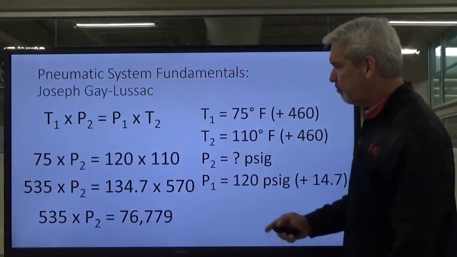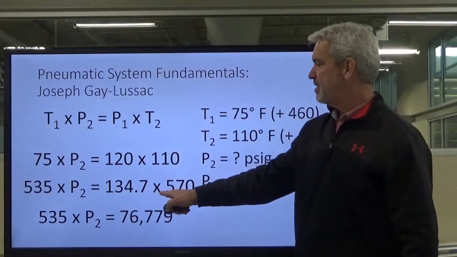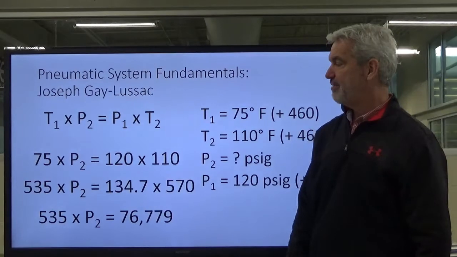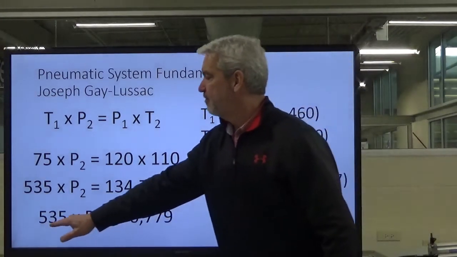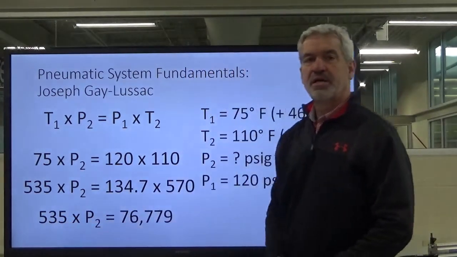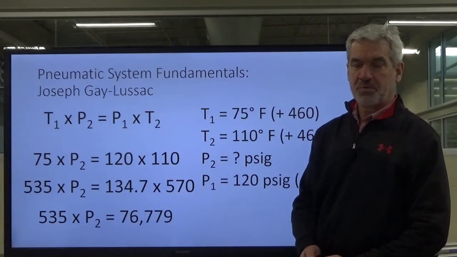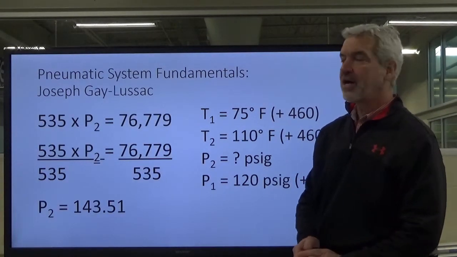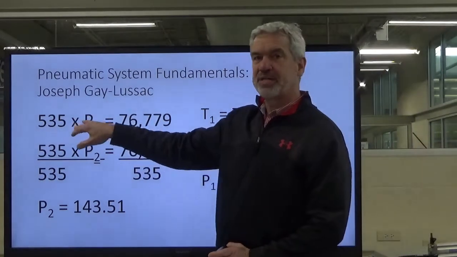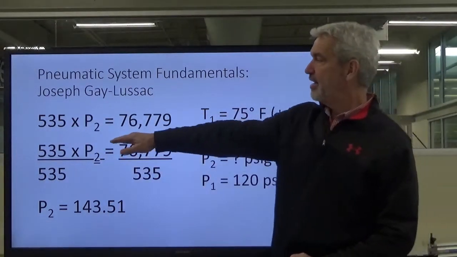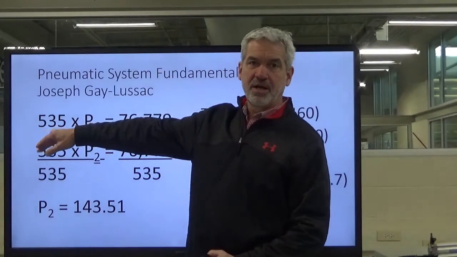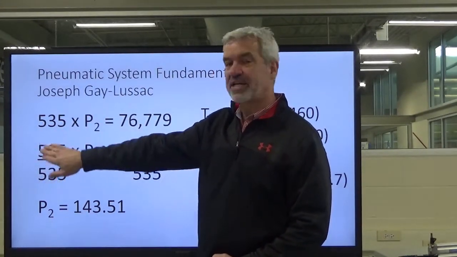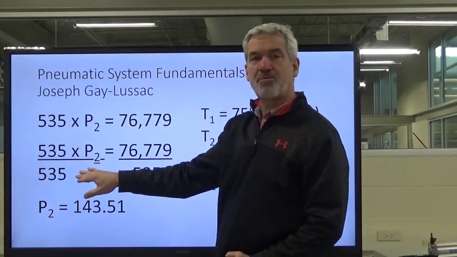So we're going to multiply 134.7 by 570. It's going to give us 76,779. And that's equivalent to 535 times our P2, which is what we're looking for. And we said in the last video, in order to find out, we want to get P2 by itself. In order to do that, we have to divide whatever's hanging out with P2. On this side, we got to divide it by that. So 535 divided by 535, so these can cancel out and leave P2 all by its lonesome.